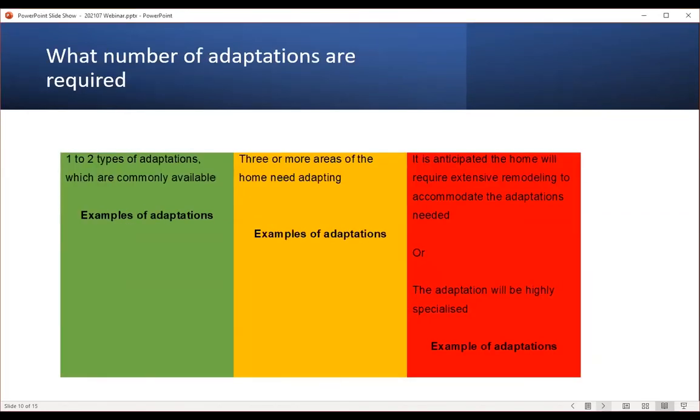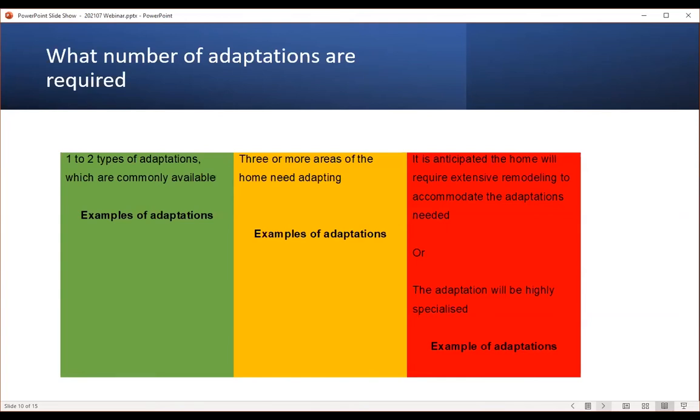So what number of adaptations are required? I know Foundations have done some fantastic research, and what we know is that about 85% of adaptations, I think Paul will correct me if I'm wrong, are one of three adaptations or a combination of three, which are ramps, stair lifts and showers. So again, they're really commonly available. A green flag is where there are one or two types of adaptations which are commonly available. So we know that the builders and contractors are used to installing those bits and pieces.